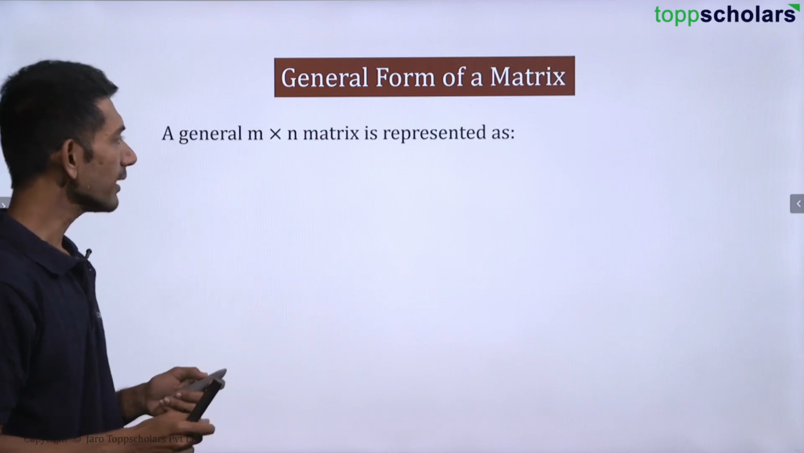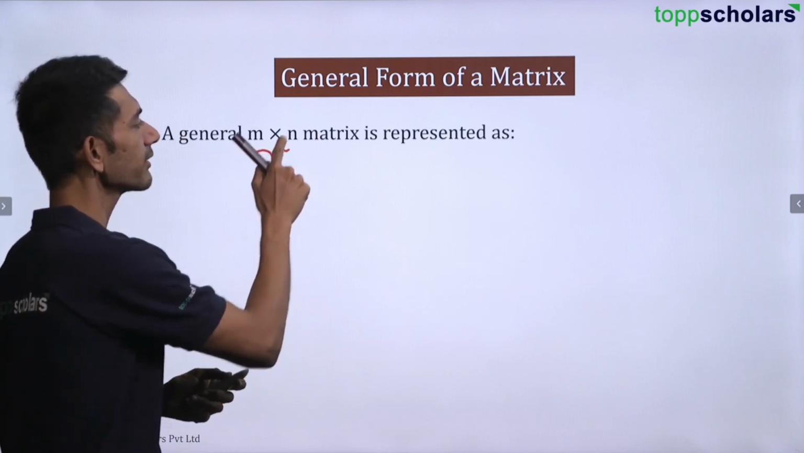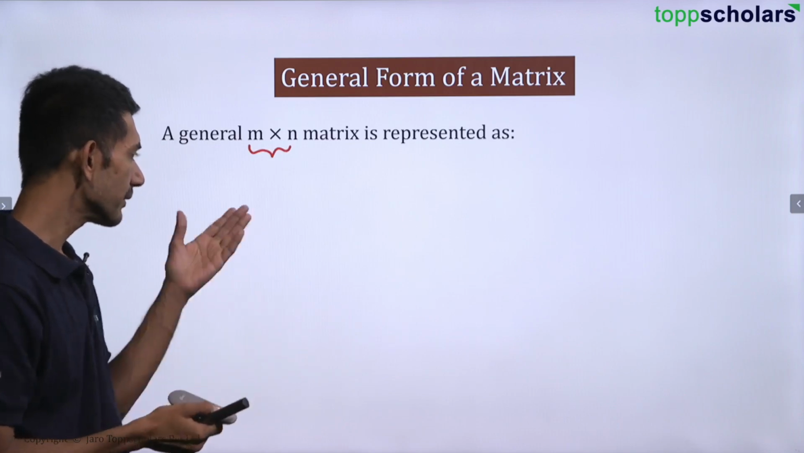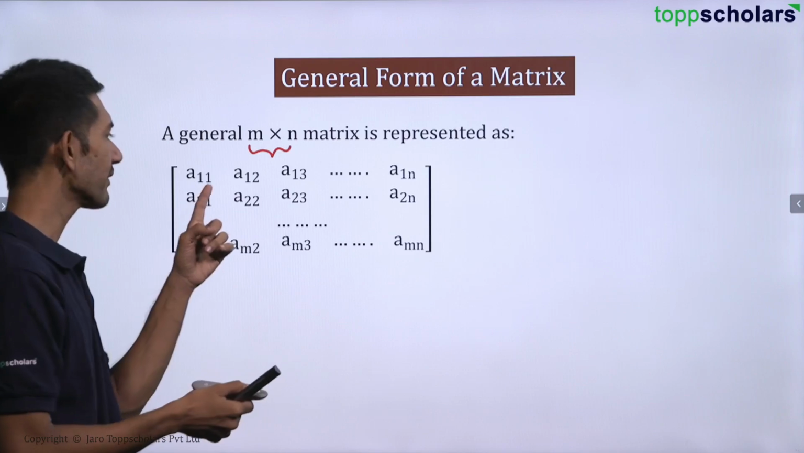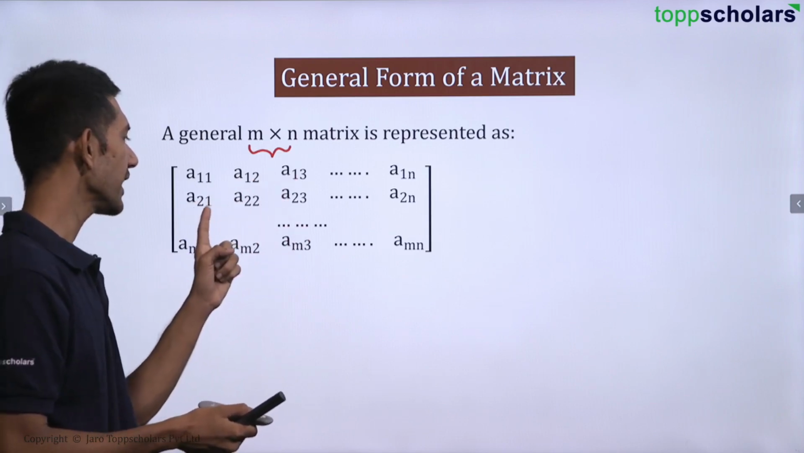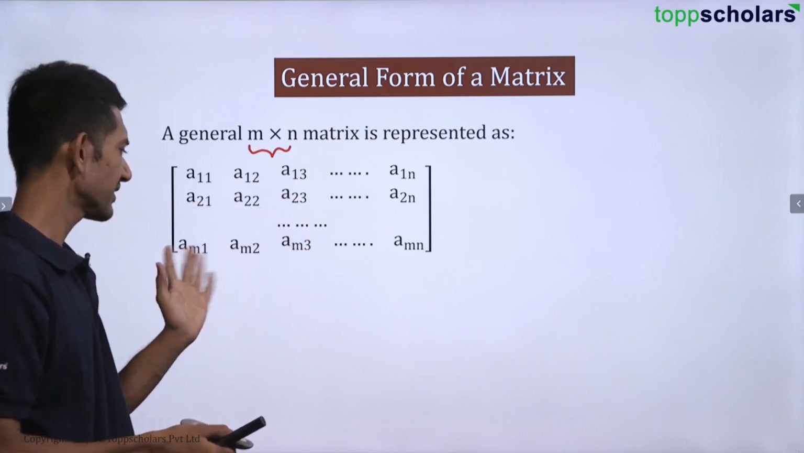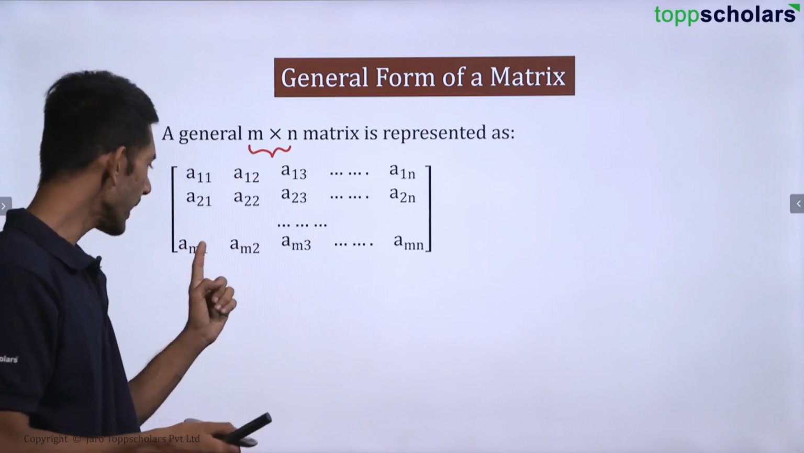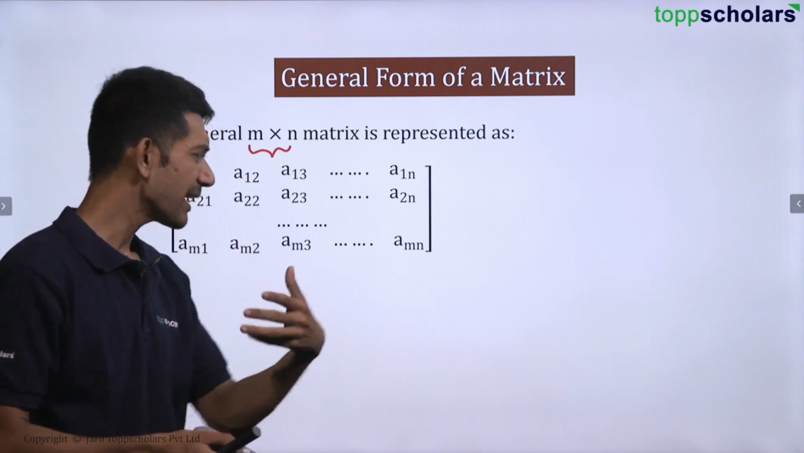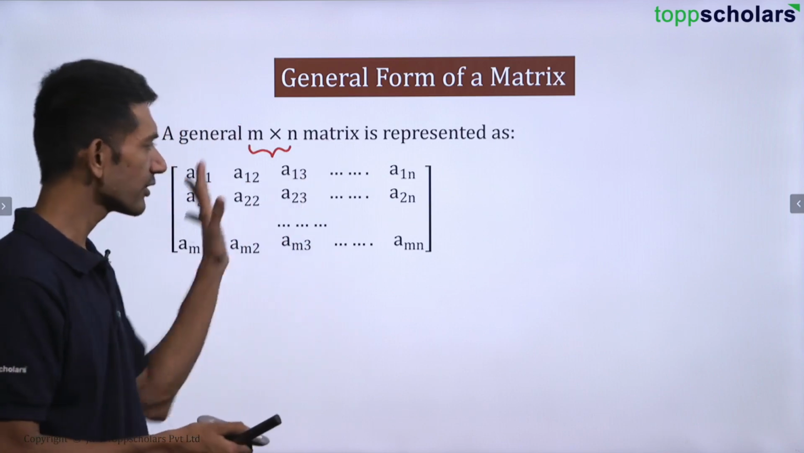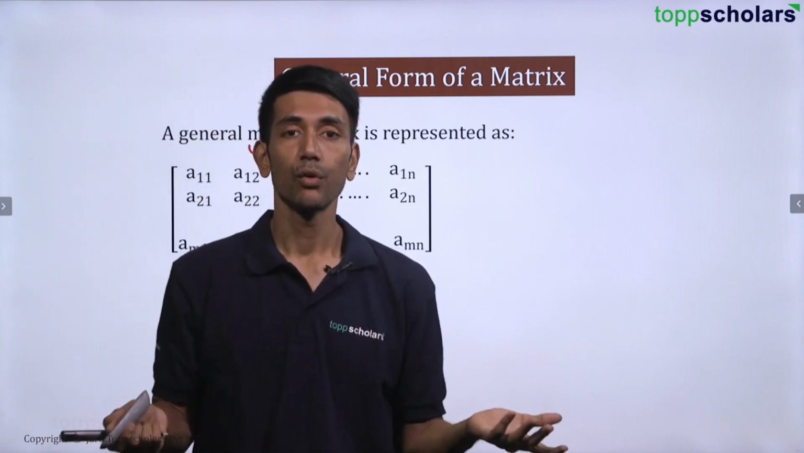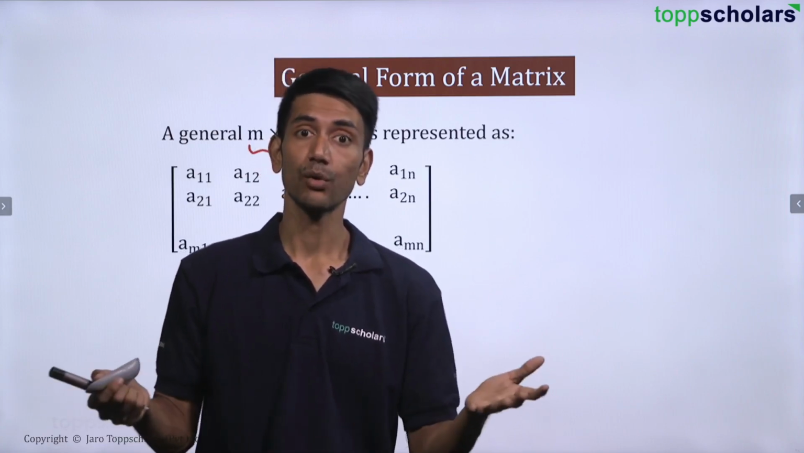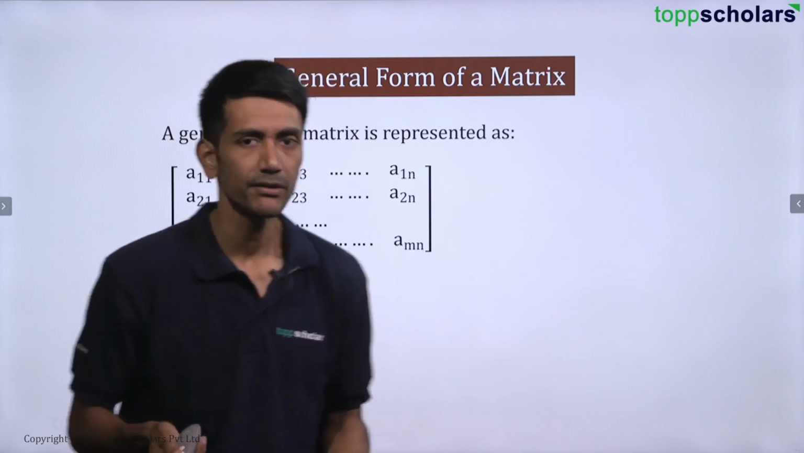Okay, so a general M cross N matrix, or M by N matrix, is represented like this. This is just the general form of the matrix: A11, A12, A13, A21, A22, A23. Say we have the mth row, so AM1, AM2, AM3, and so on. Correct? So this is the general form. It can be of any order, no? We can have 4 rows, 4 columns, we can have 10 rows, 15 columns, that depends.